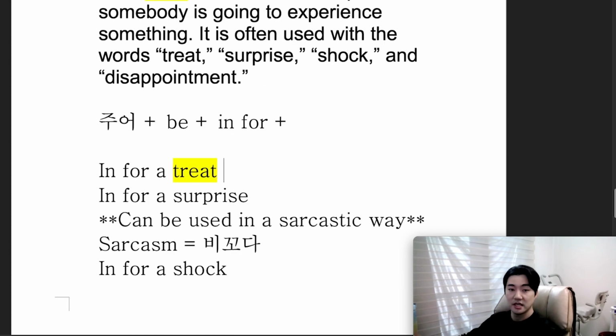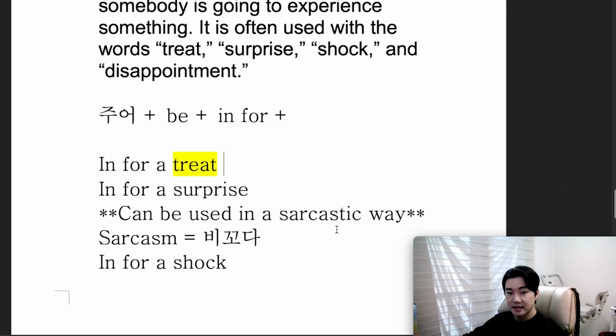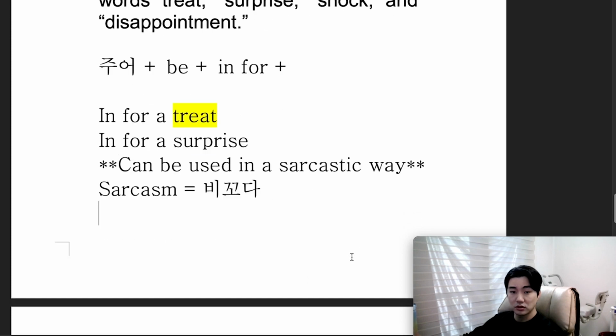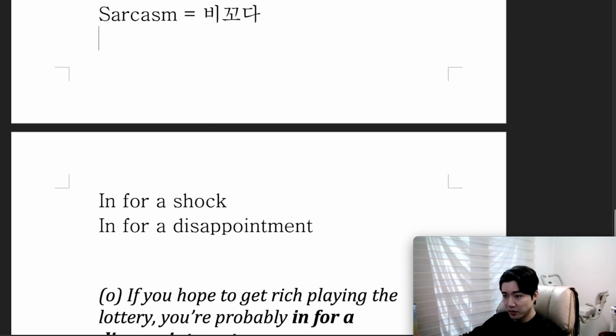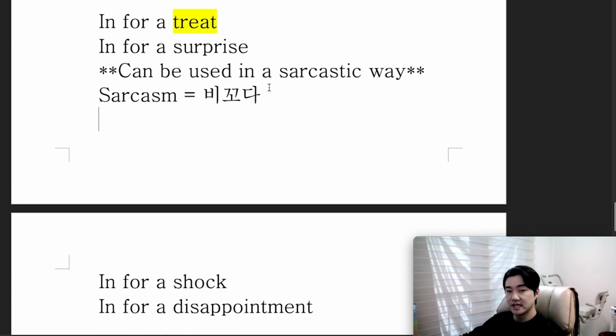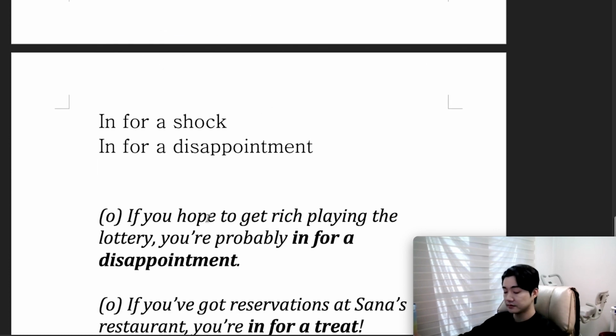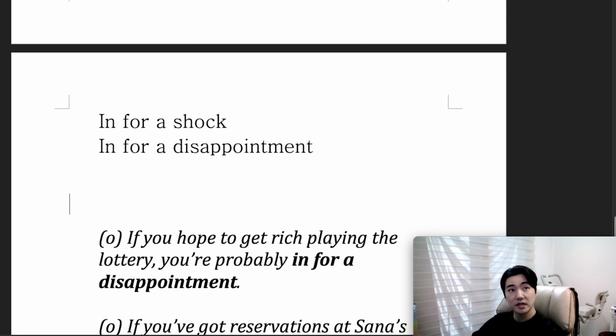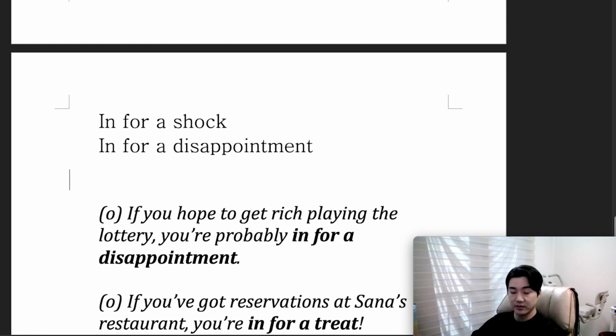Okay. In for a treat, in for a surprise. In for a surprise, like 놀라게 되실. It might be a surprise. In for a shock, 충격을 받을 것이다. In for a disappointment, 실망할 것이다. We use it in this situation. Okay, so let's have a look at the examples.